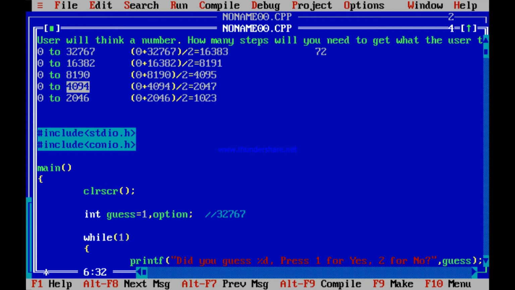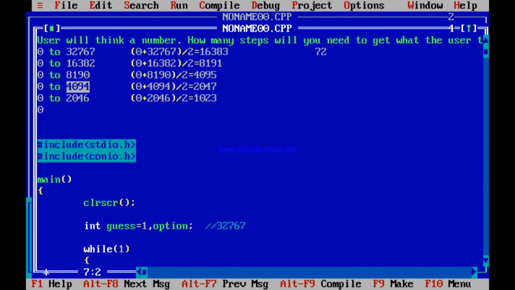What will the user say? No. So you know it is lesser than that. You will ask the user, lesser than that, greater than that. User says lesser than that. So definitely it is 0 to 1022. That is the limit range possible.